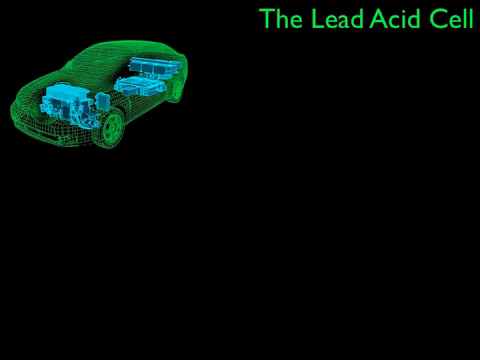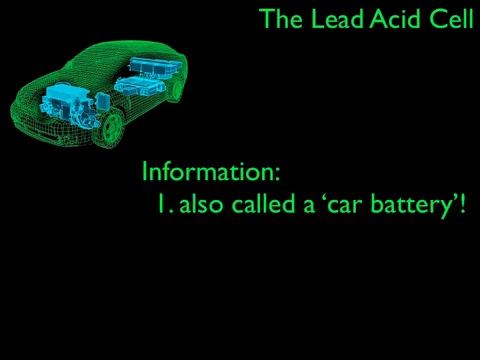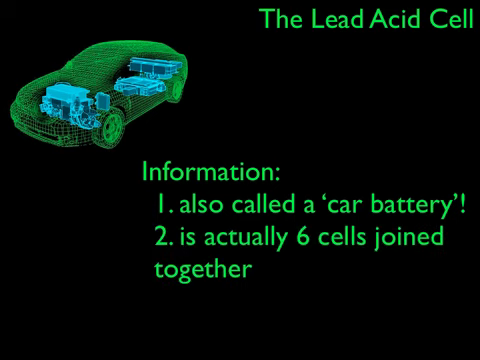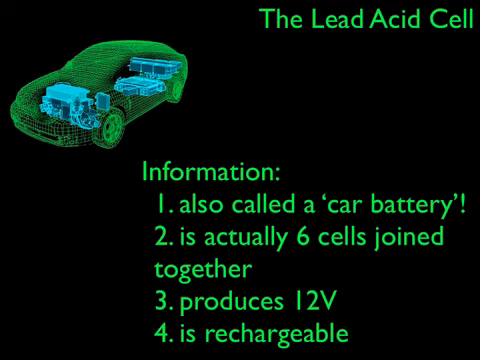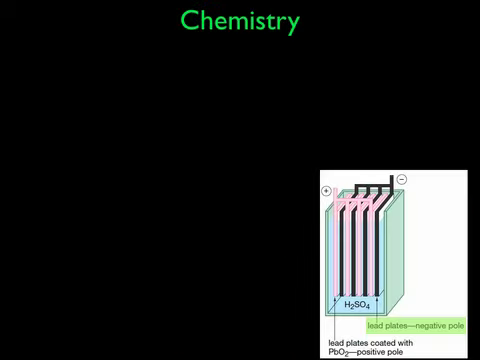The second cell we need to examine is called the lead-acid cell. Now, the lead-acid cell is essentially a car battery. It's actually 6 cells joined together in what's called series, which harnesses multiple cells' power to give an overall voltage that's much greater than a single cell, so that we get 6 lots of 2 volt to produce 12 volts in your car. The advantage of the lead-acid cell is that it's rechargeable.